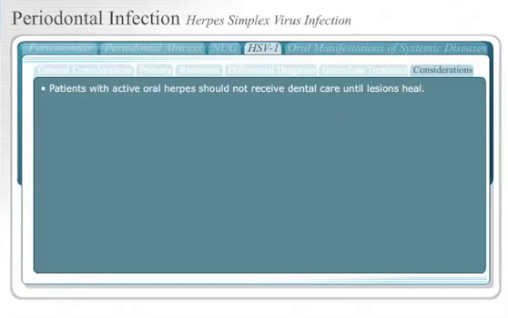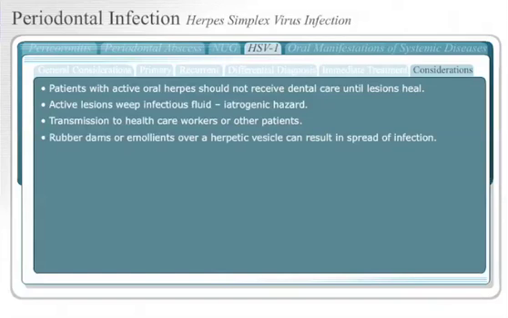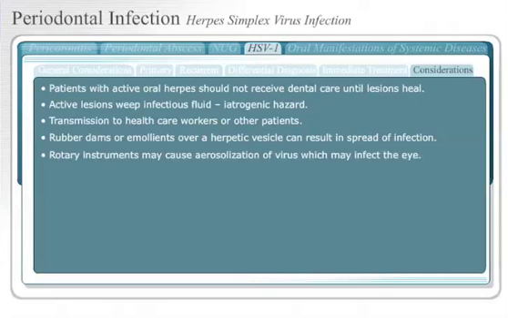The dentist should be mindful of several important management considerations when treating the HSV1 infected patient. For example, patients with active oral herpes should not receive dental care until after the lesions heal. Active lesions weep infectious fluid that can pose an iatrogenic hazard or source of transmission to healthcare workers and other dental patients. Rubber dams or emollients placed over a herpetic vesicle can result in spread of the infection to adjacent dermal structures. Rotary dental instruments can cause inadvertent aerosolization of virus that potentially may result in infections of the eye.